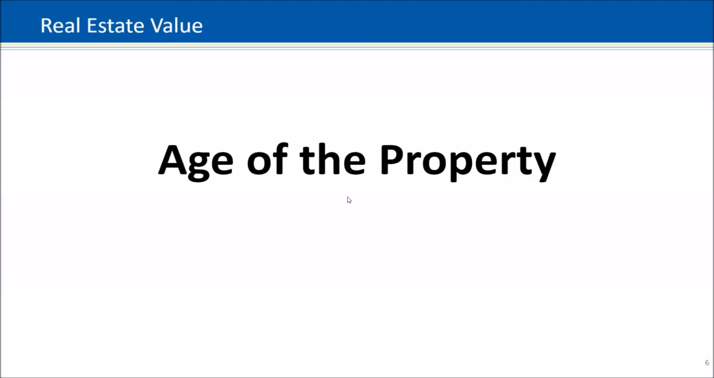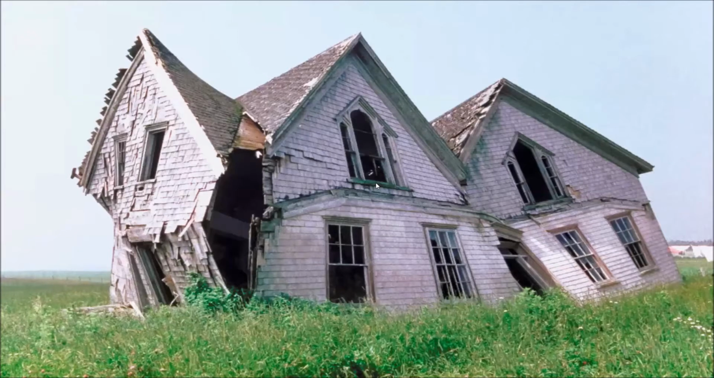Age of the property, very simple as well. If you have an older home, you have depreciation, and with depreciation come problems. You've got to replace the roof, the pipes, the siding, the flooring, you might have to do a complete reno. These are all problems that come with older homes. This is why you pay more for a newer home, because you have fewer of these problems, or they won't be coming for another 20 years or so. Very simple to understand as well.